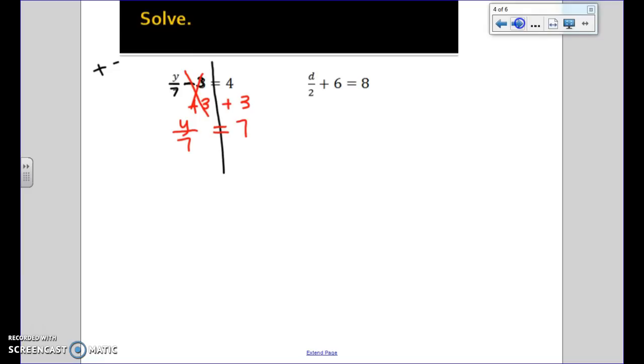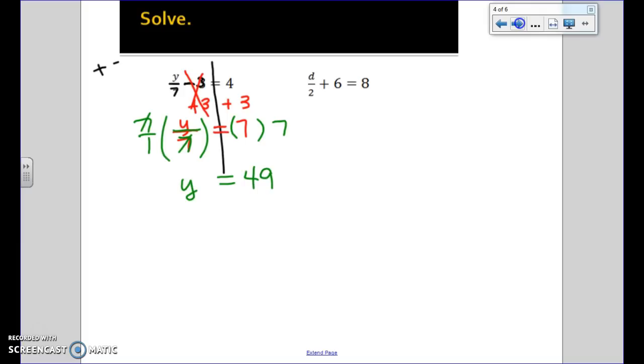Now I have division that I do not want next to my variable anymore, and the inverse of division would be multiplication. So I'm going to multiply both sides by 7. When I say both sides, I mean both sides. When I multiply fractions, the nice thing about multiplication is I can cross reduce, and that just leaves my y. On the right-hand side, I get 49.